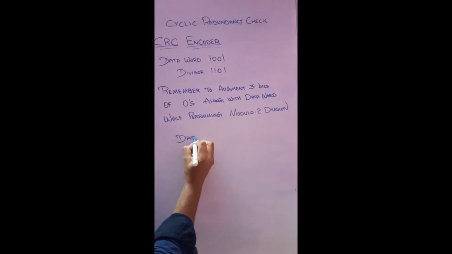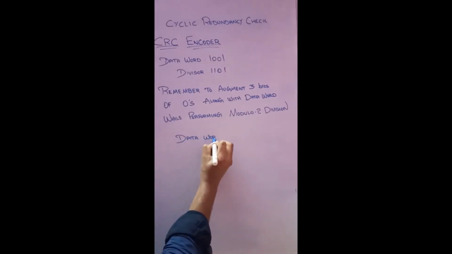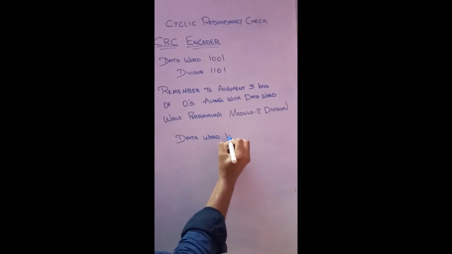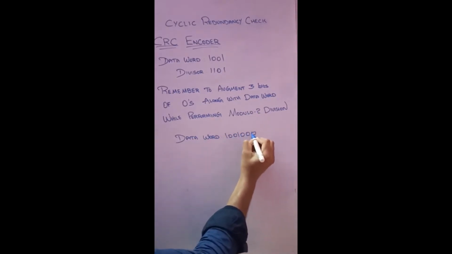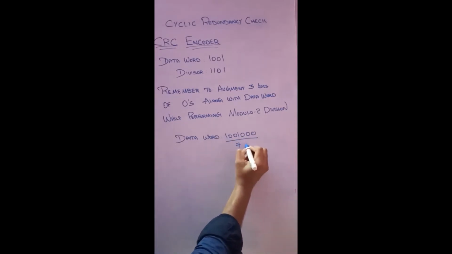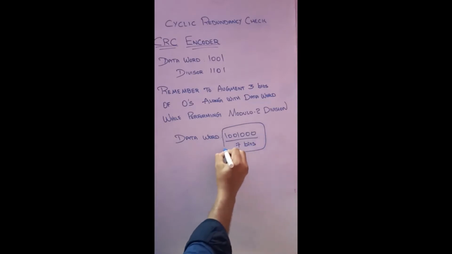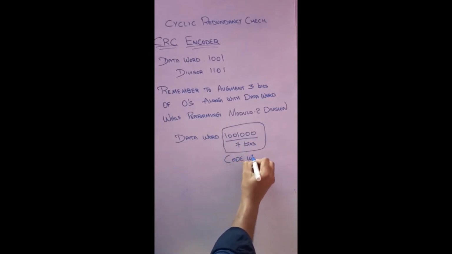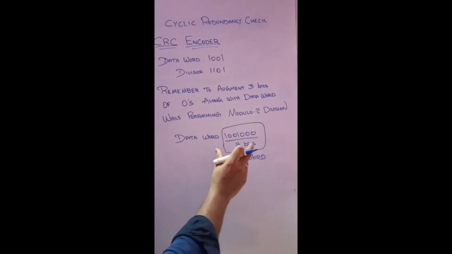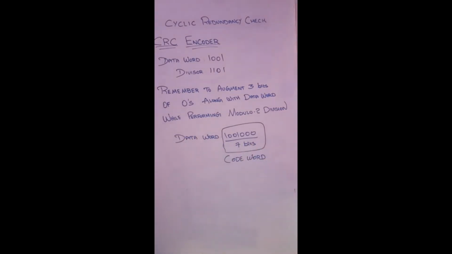So the data word is 1001, and augmenting 3 bits of zeros, the total bits are actually 7. This is what we call the code word, and we are supposed to use this as the dividend, where the divisor is already there. We have to perform a modulo 2 division during the CRC generation process.